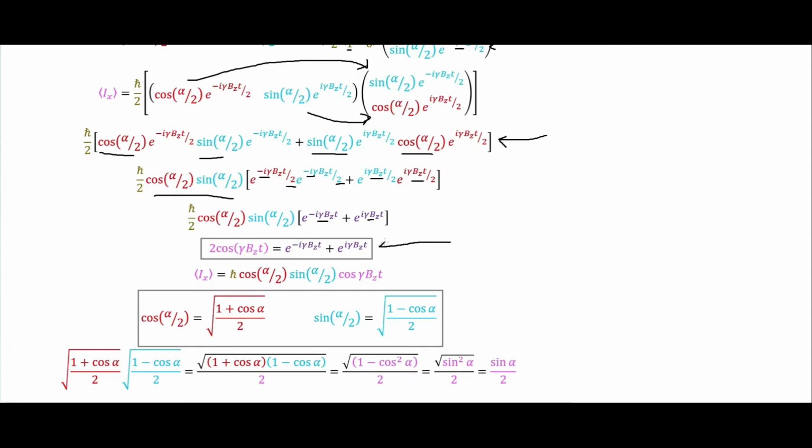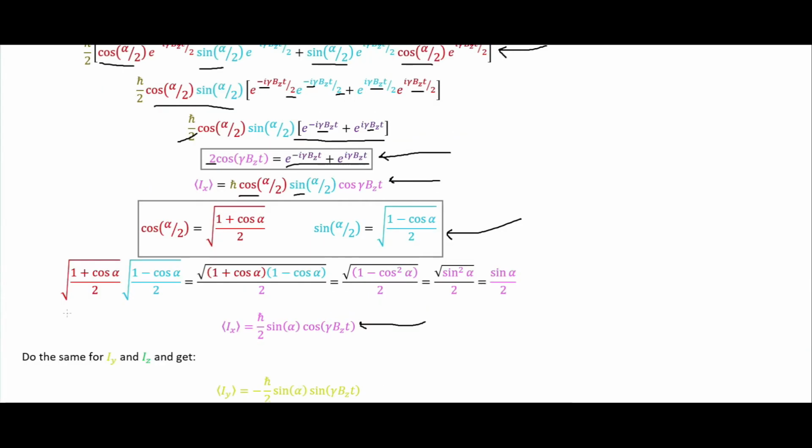Then we use this trig identity, so 2 times cosine of whatever is in our argument is equal to these right here. This is just a trig identity I looked up on Wikipedia. And so we just substitute our 2 cosine in for this, and since that 2 here will cancel out with that 2, we just end up with this right here. So then this cosine alpha over 2 sine alpha over 2, I just used more trig identities that I found on Wikipedia, and that's what's in this box right here.